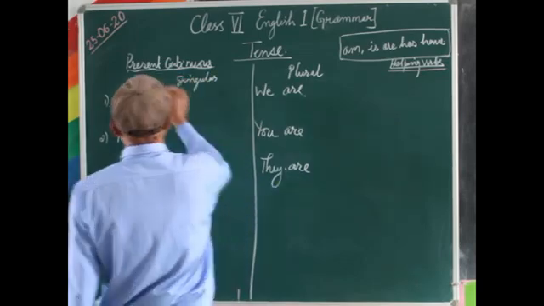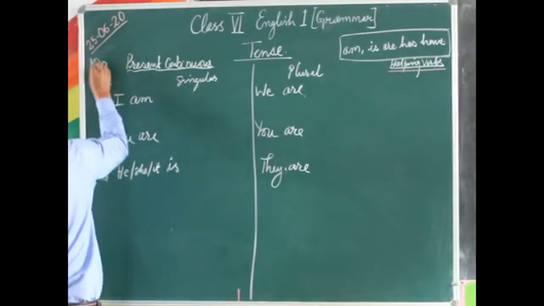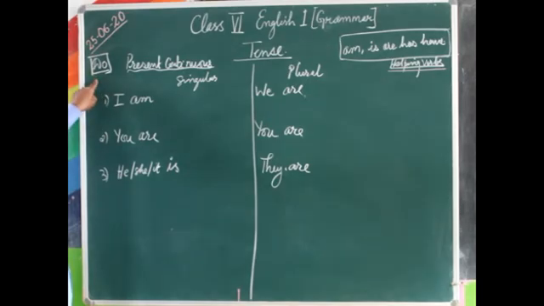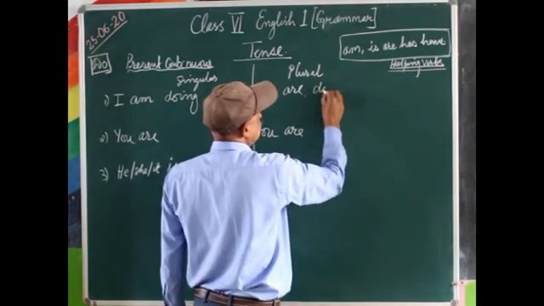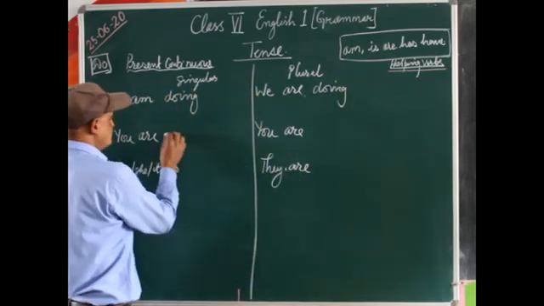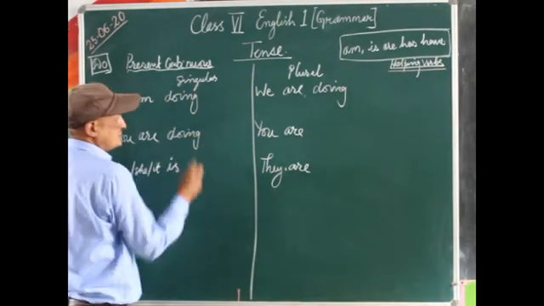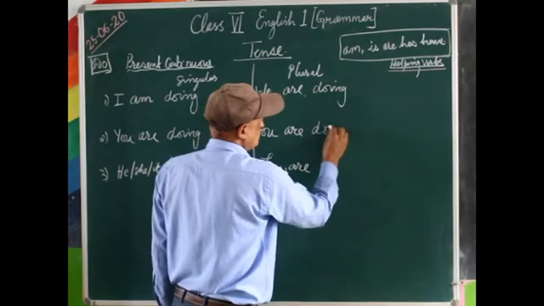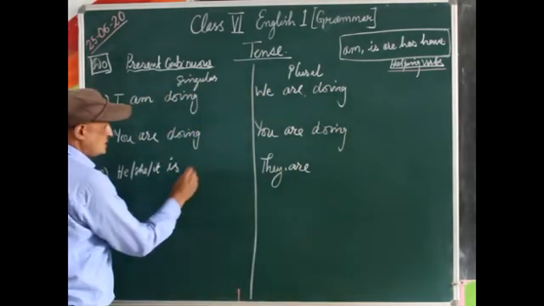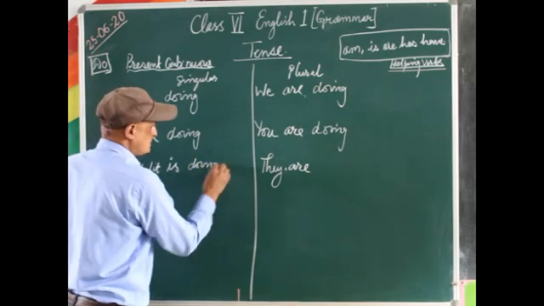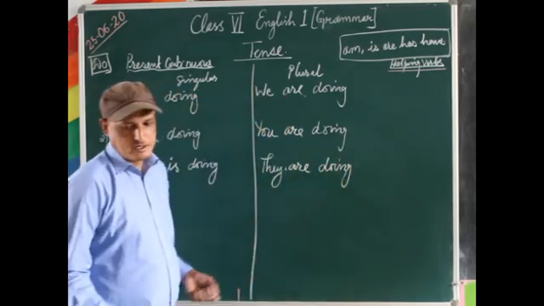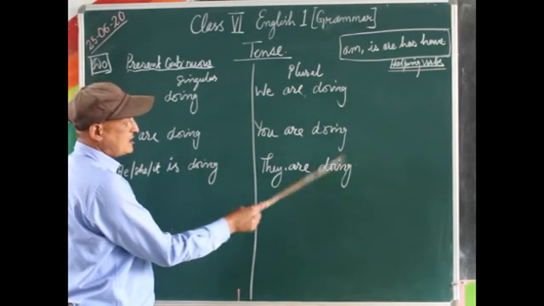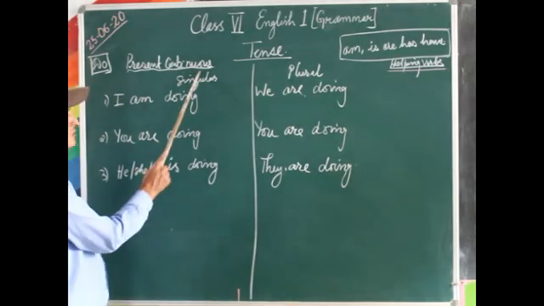Let's take the verb do. So here we add ing and we get doing. So here will be I am doing. We are doing. You are doing. You are doing. He, she, it is doing, they are doing. So everywhere the verb remains with ing, that shows the action is going on, the continuous.